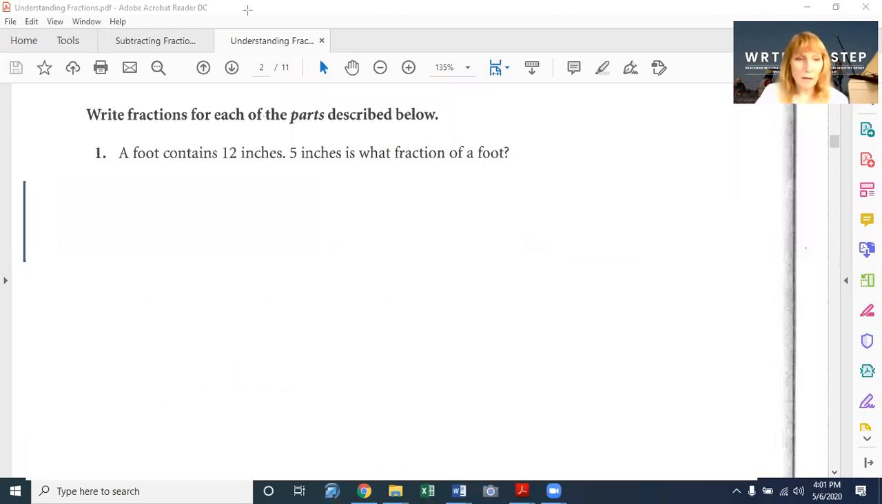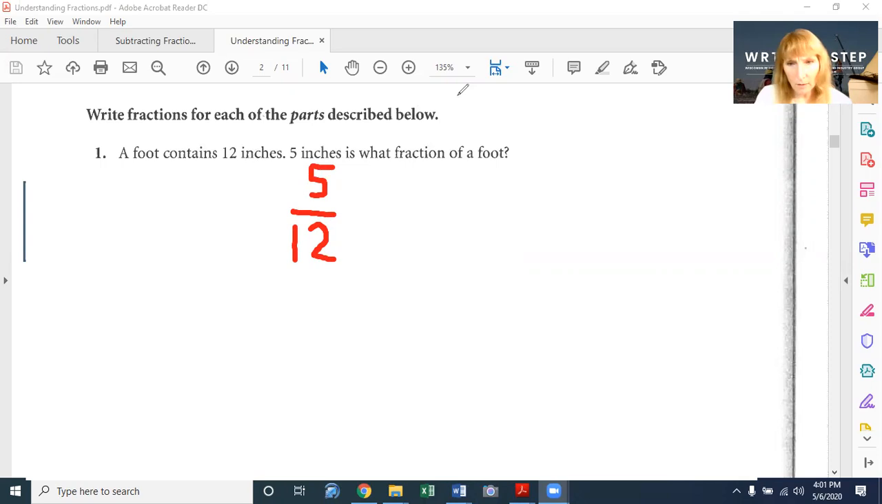Okay, the first one says a foot contains 12 inches. 5 inches is what fraction of a foot? So our top number is our part. Our bottom number is our whole. So we have a total of, let me use red this time. I think that's easier to see. We have a total of 12 inches in 1 foot. And how many inches is 5? 5/12 of a foot. So there's that one.